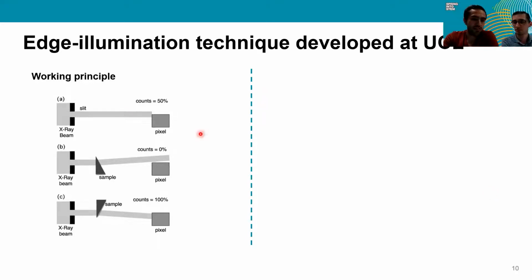So for instance, if we have a look at this diagram, let's say we align the beamlet 50% hitting our pixel, 50% not hitting our pixel. And then when we introduce a sample that is going to refract the X-rays because of the principles that Oriol just explained, then this refraction is going to turn into less or more counts in our detector pixel. This is very important because we don't have phase sensitive detectors. We only have intensity sensitive detectors. And in this way, we're creating contrast from the refraction principle.